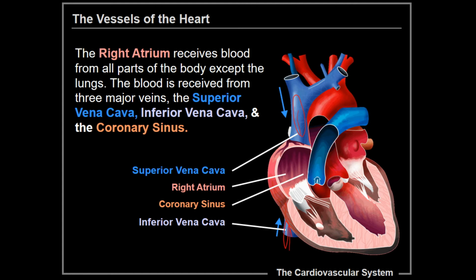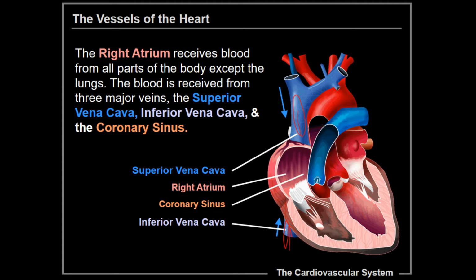And then it comes in from what is called the coronary sinus, and that is going to be coming from the heart muscle itself. So a short journey for those blood cells because they feed the heart muscle, but they still have dumped off their oxygen and picked up CO2, and they're coming back to the heart via those veins.